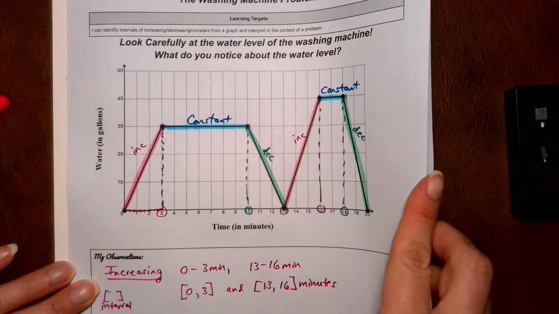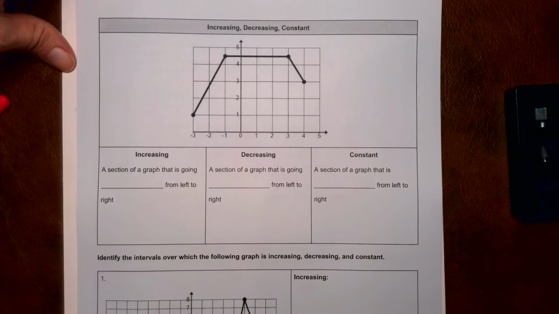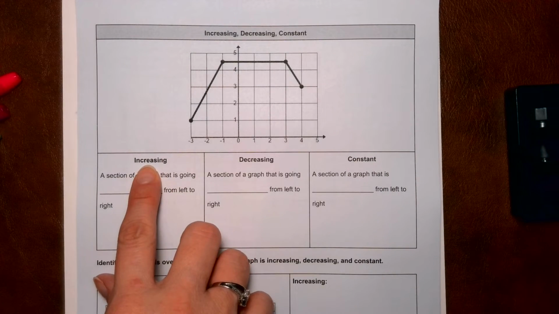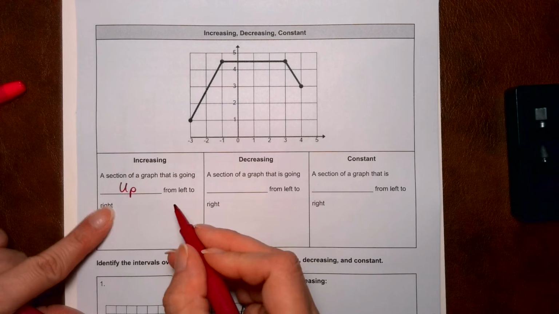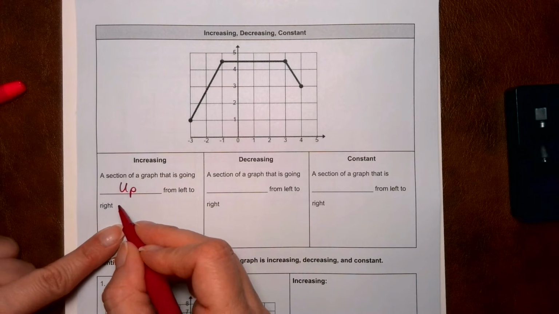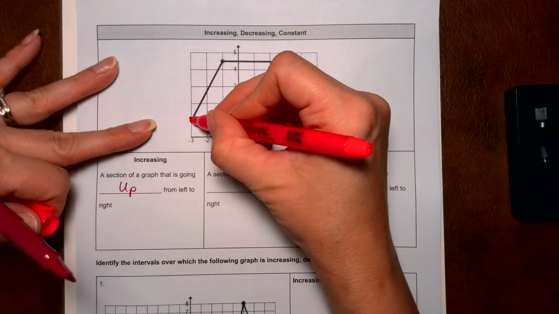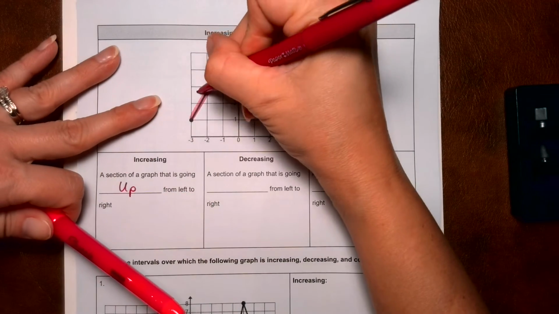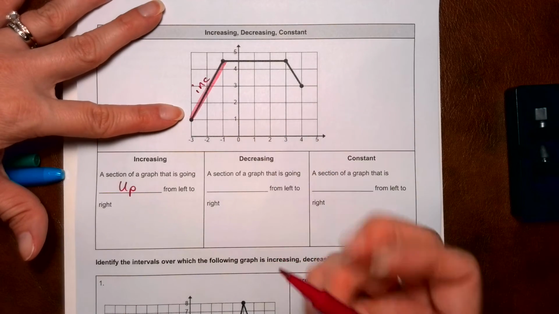Okay. If you have highlighters, it seems like 3 is the number that we need, right? So how do you do increasing, decreasing, constant? Increasing means a section of the graph that is going up, from left to right. So let's go find a section that's increasing. Let's highlight it. So that piece I'm going to label as increasing. But where is it increasing? When does that happen?